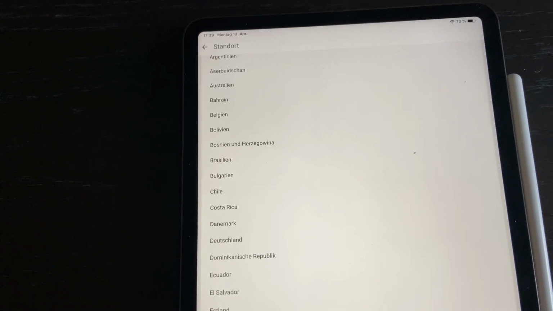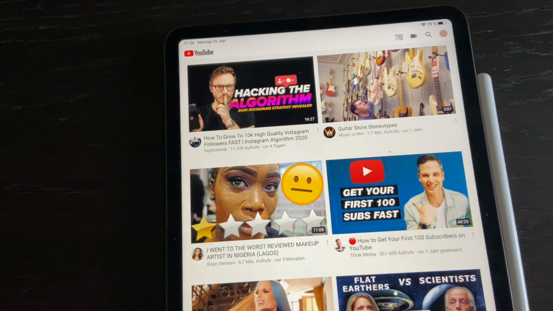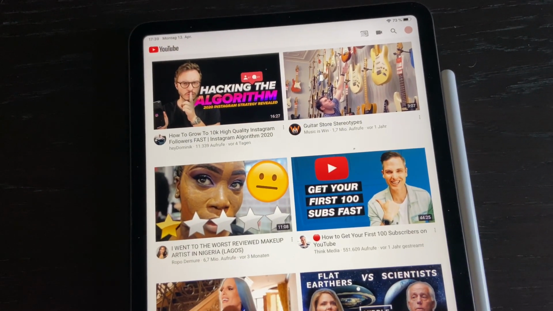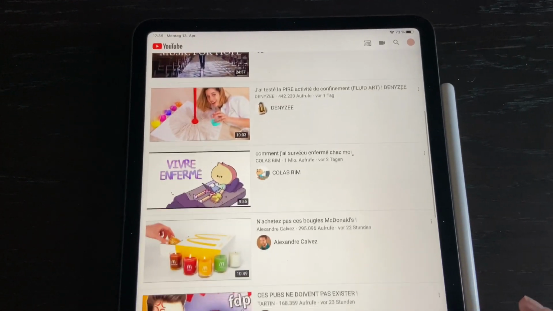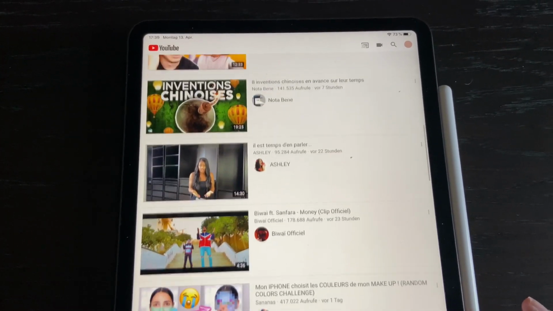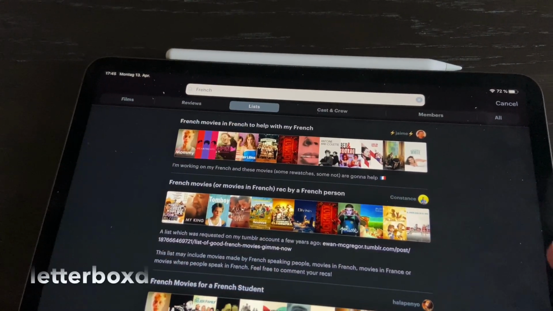Just change your language in the YouTube app to whatever your target language is and look at the trends, or follow recommendations. Basically, there are so many recommendations all over the internet for your target language and for great YouTubers in those target languages.